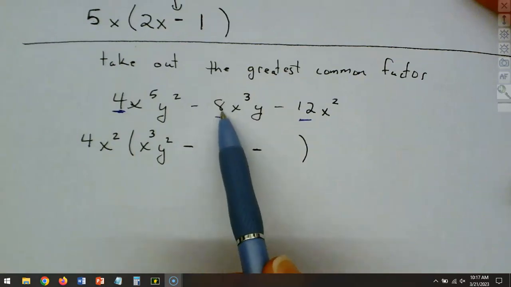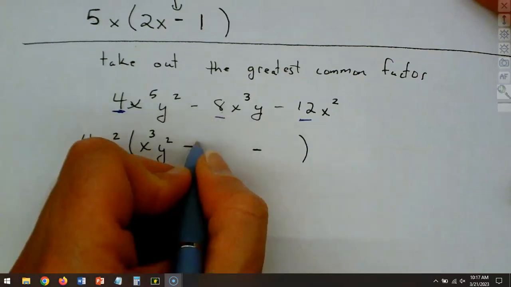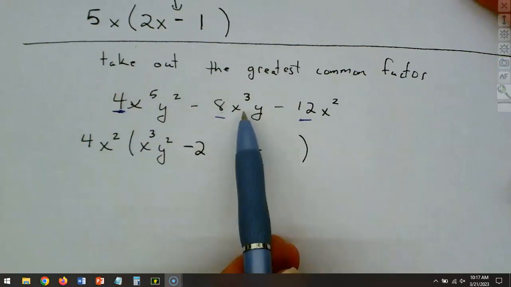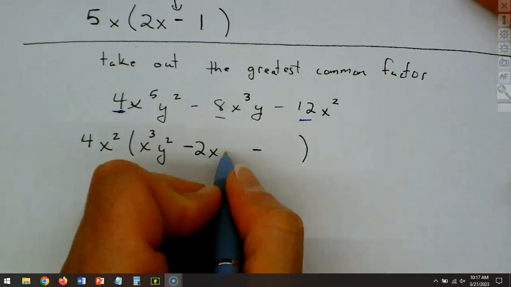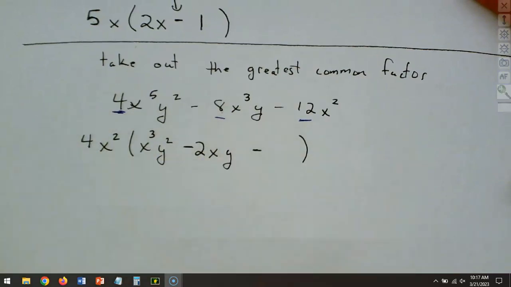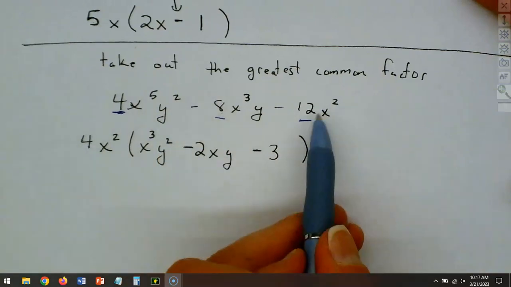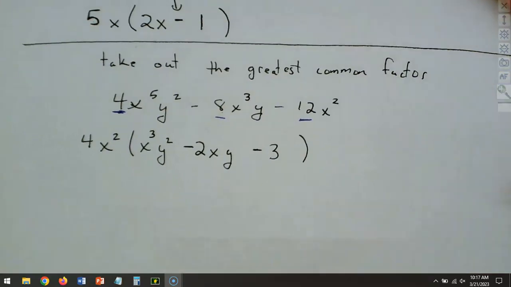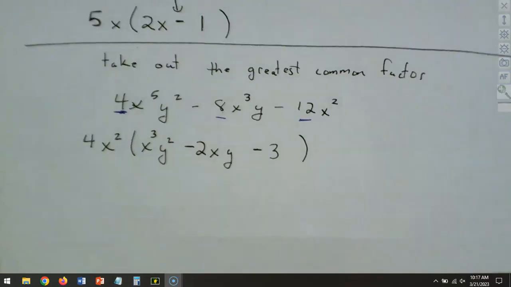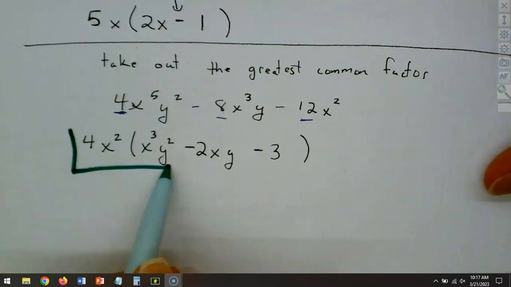Next, 8 divided by 4. Well, 8 divided by 4 is a 2. We have an x cubed. Taking 2 of them out, that leaves you with an x and a y. Last one, 12 divided by 4. Well, 12 divided by 4, that is a 3. The x squareds come out. And so what's left over is just then a negative 3 there. So this would be your final answer after we have factored.